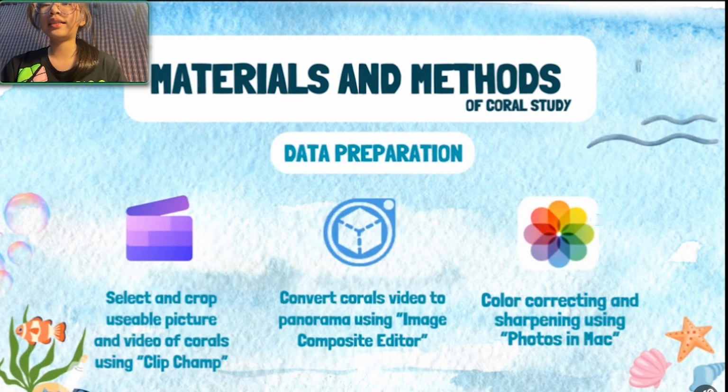And next is data preparation. First, we select and crop usable pictures and videos of corals using Clipchamp. Then we convert coral videos to panorama using Image Composite Editor. And the last step, we do color correcting and sharpening using Photos on Mac.